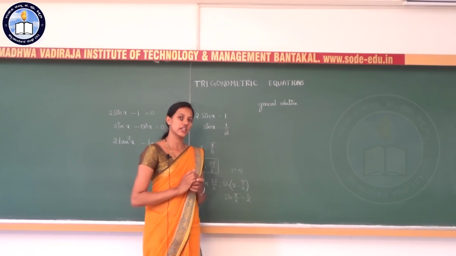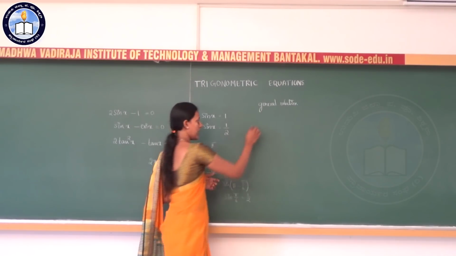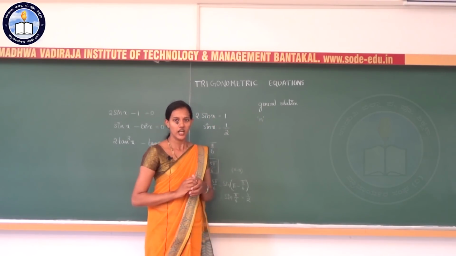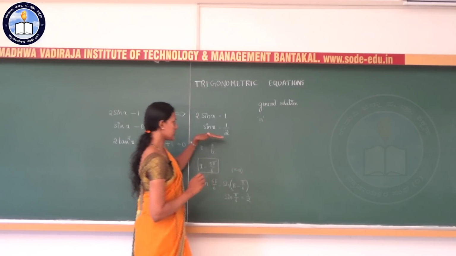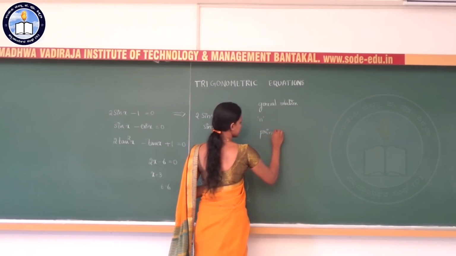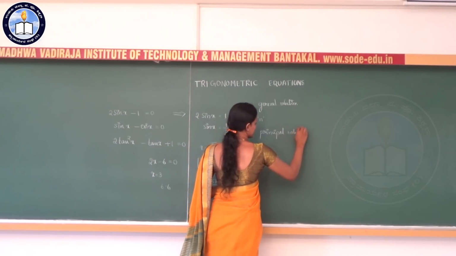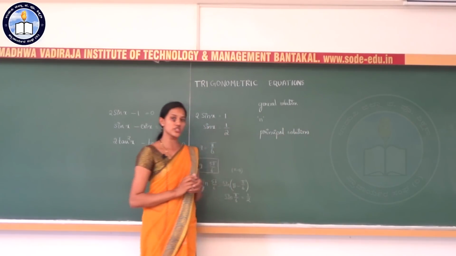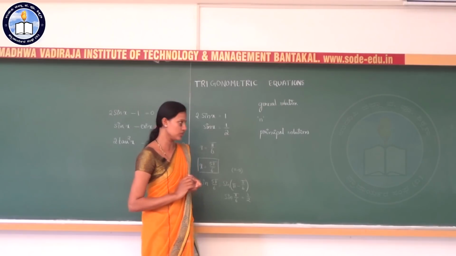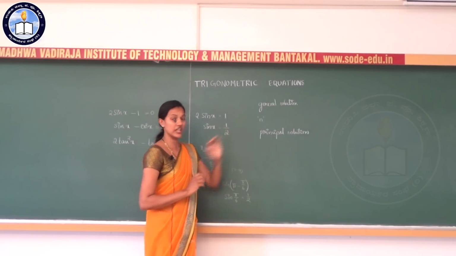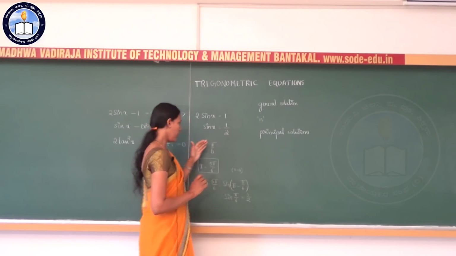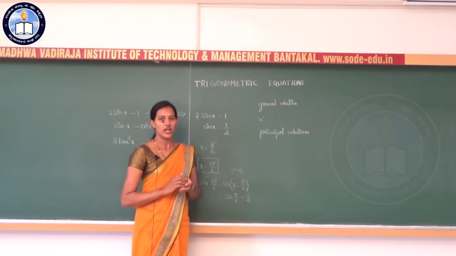General solution is an expression involving integer n which will represent all the solutions of the trigonometric equation, which will satisfy the trigonometric equation. So, principal solutions are solutions in between 0 and 2 pi radians. For an equation, we will have two principal solutions, and the general solution is an expression involving an arbitrary integer n which will represent all the solutions of the trigonometric equation.